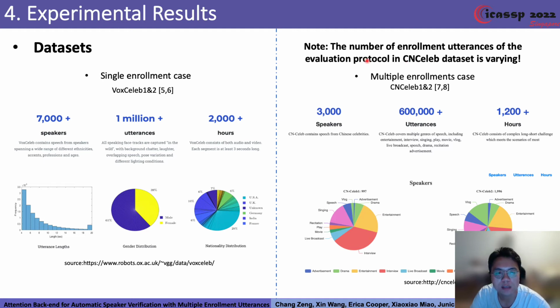In the other experimental setting, we use the Zeng syllable dataset. It includes more than 1,200 hours of speech data, and different from the VoxCeleb dataset, which only included interview data, Zeng syllable has 11 different genres, including some hard scenarios like scene and entertainment. Please note that the number of enrollment utterances of the evaluation protocol in the Zeng syllable dataset is varied.